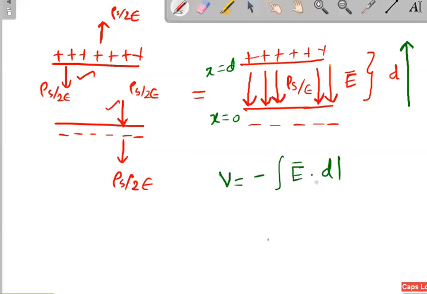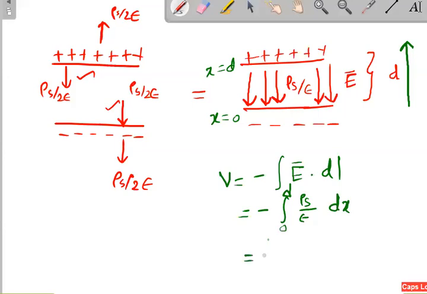In which direction are you going? Once you do this integration, clearly minus integral rho s divided by epsilon dl, I can take dl as dx because I am moving in the increasing direction of dx. Integral dx, and again the limit varies from 0 to d.